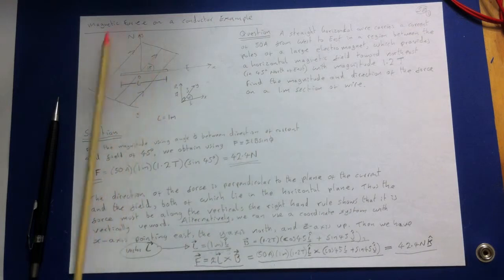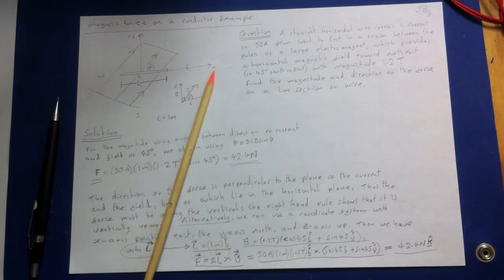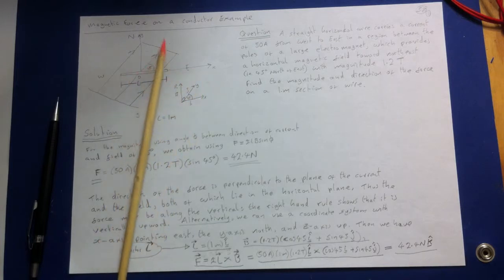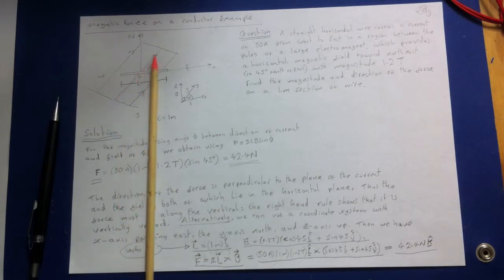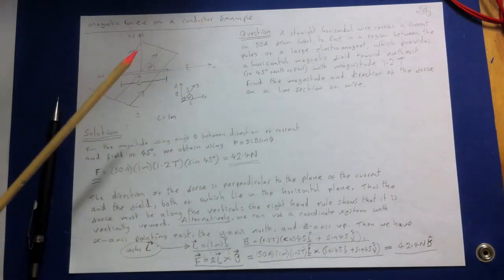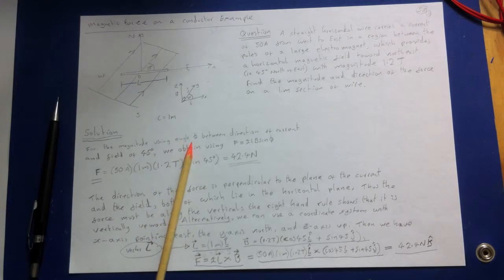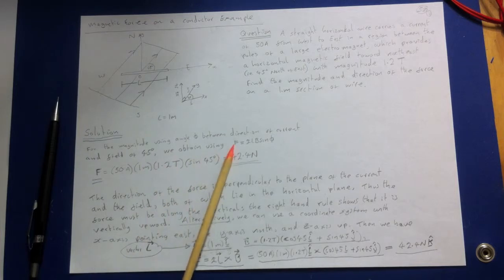So here in this plane we have the current going in this direction, and also lying in this plane we have a magnetic field which is uniform, and the field lines are going in this direction. So the solution for the magnitude, using the angle theta between the direction of current and field of 45 degrees, we obtain using F equals ILB sine theta.